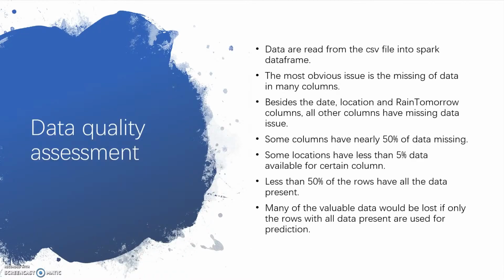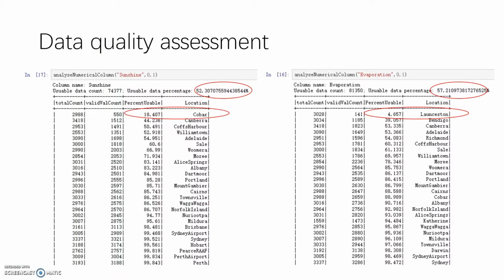Data are read from the CSV file into a Spark data frame. The data frame is examined for any quality issue. The most obvious issue of this dataset is the missing data in many columns. Besides the date, location, and RainTomorrow columns, all other columns have missing data issues. As shown in the tables, some columns have more than 40% of data missing. Some locations even have less than 5% data availability for certain columns.